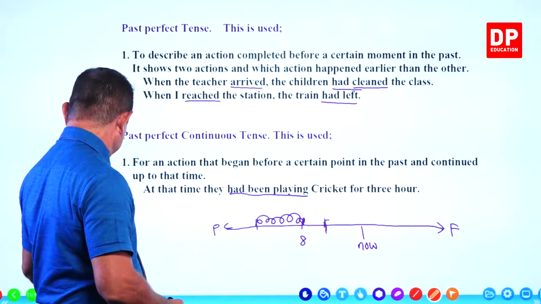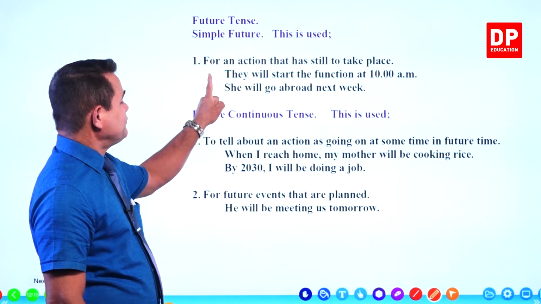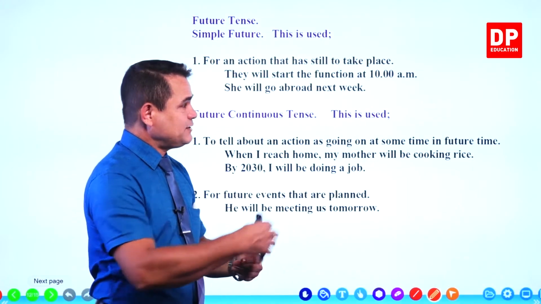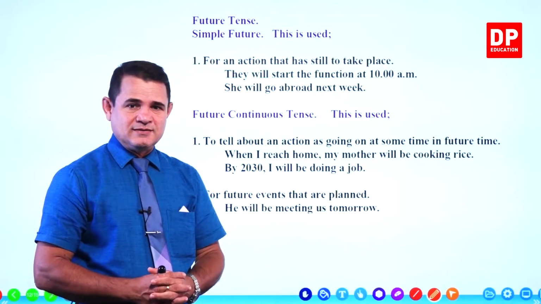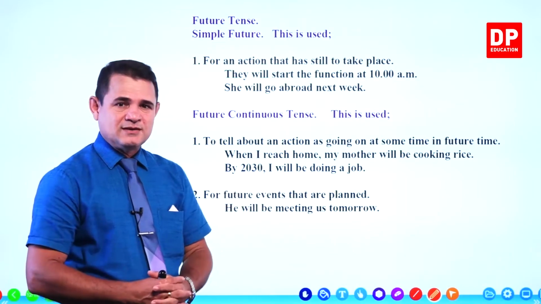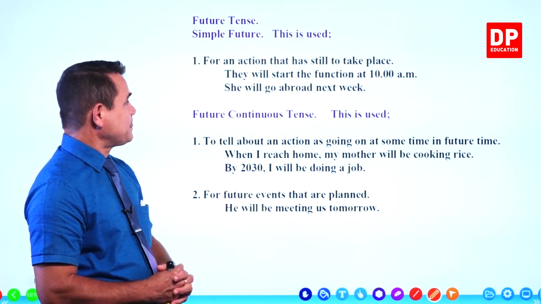And now let's look at future tense. Future tense is used for an action that has still to take place. Still to take place means in the future. Right? Still to take place.